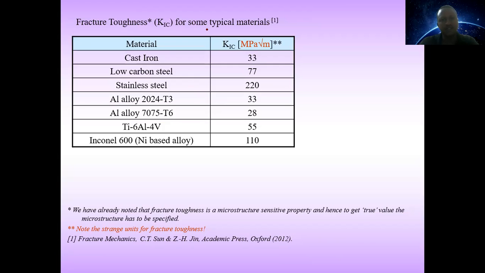Fracture toughness K1C for some typical materials: for cast iron, it is 33. For low carbon steel, 77. For stainless steel, 220. For aluminum alloy 2024-T3, that is 33. For aluminum alloy 7075-T6, 28. For titanium alloy Ti6Al4V, 55. For Inconel 600, a nickel-based alloy, it is 110.